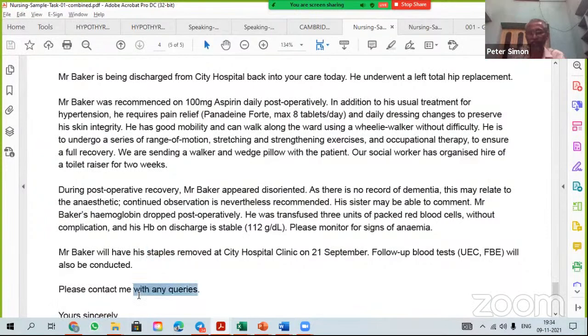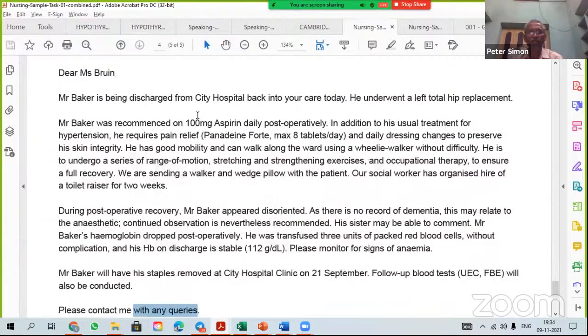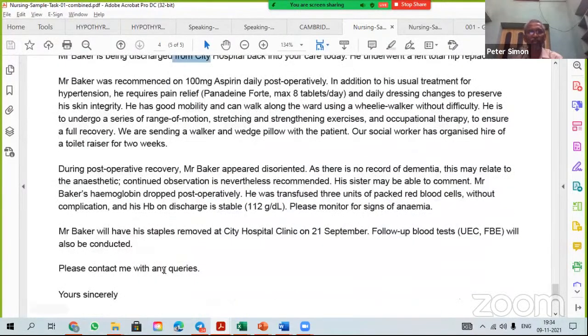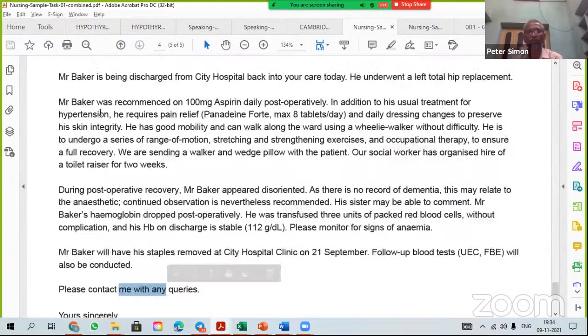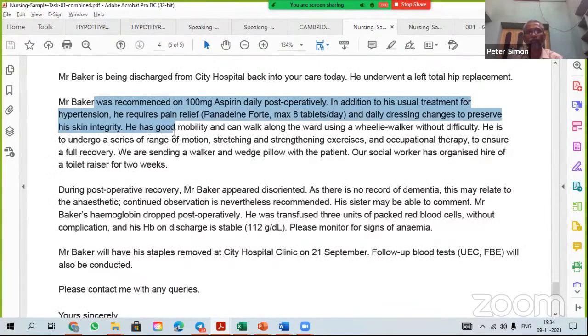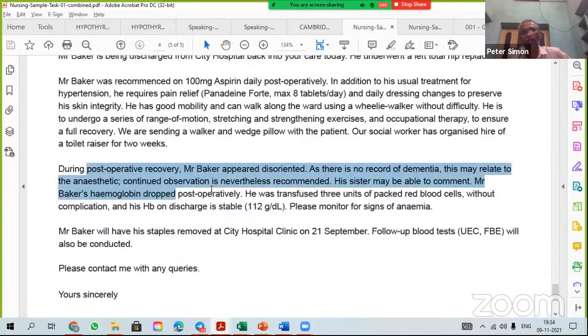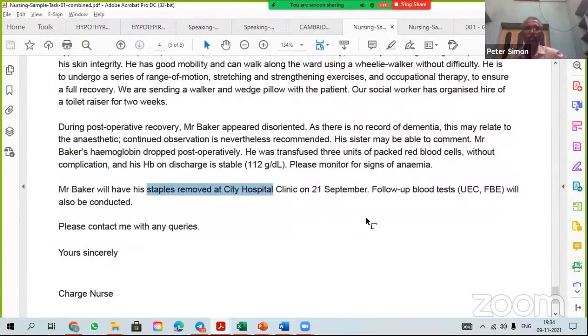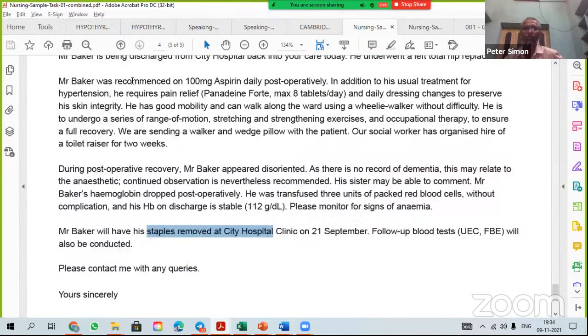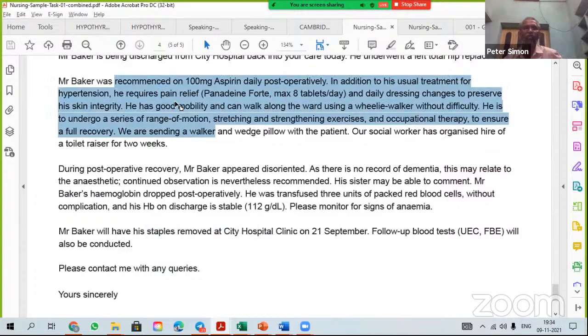So out of 5 paragraphs, the first one is the introduction and the last one is the conclusion. And in between there are 3 paragraphs. The first one is related to his problem. Then the second paragraph, the post-operative recovery, then the discharge plan. So the first one is the medical condition. You will have to write about the medical condition. What is his medical condition when he was admitted? From then, what all the problems he has and what all the other things he has done.